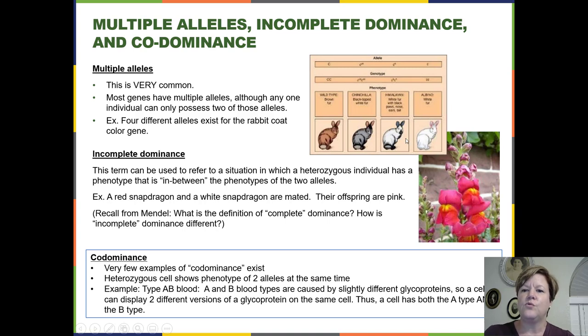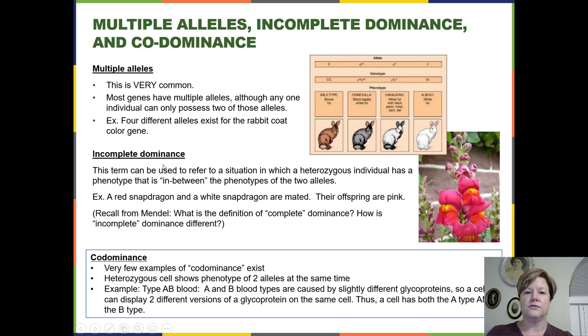But any one rabbit could have one of the brown alleles and one of the Himalayan alleles together, or one chinchilla allele and one albino allele. Those are possible, but there are four different alleles, and any one rabbit can have two of those, and it can be two of the same allele as well. All right, so multiple alleles. That's really, really common for lots of genes. Incomplete dominance.